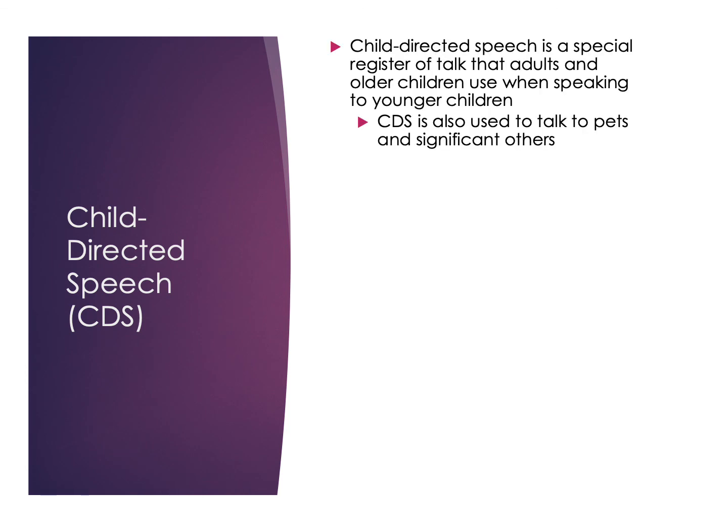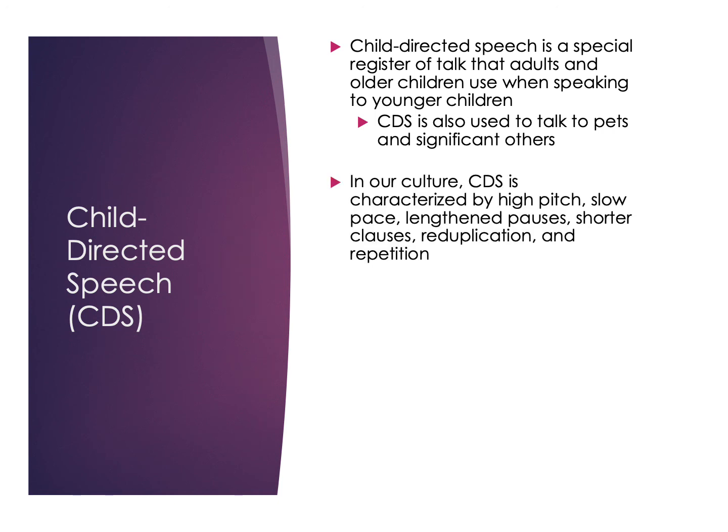So child-directed speech would be a special register of talk that adults and older children are using when they're speaking to younger children. We sometimes use this to talk to pets or significant others, but it's usually in those very specific moments. And in Western cultures, child-directed speech is typically characterized by raising our pitch to a higher pitch. We use a slower pace. We tend to lengthen our pauses between words. We use shorter clauses, shorter sentences. We tend to use a lot of reduplication and repetition in the things that we're saying that can help solidify the pieces of language that a child needs to acquire and that a child needs to pay attention to.